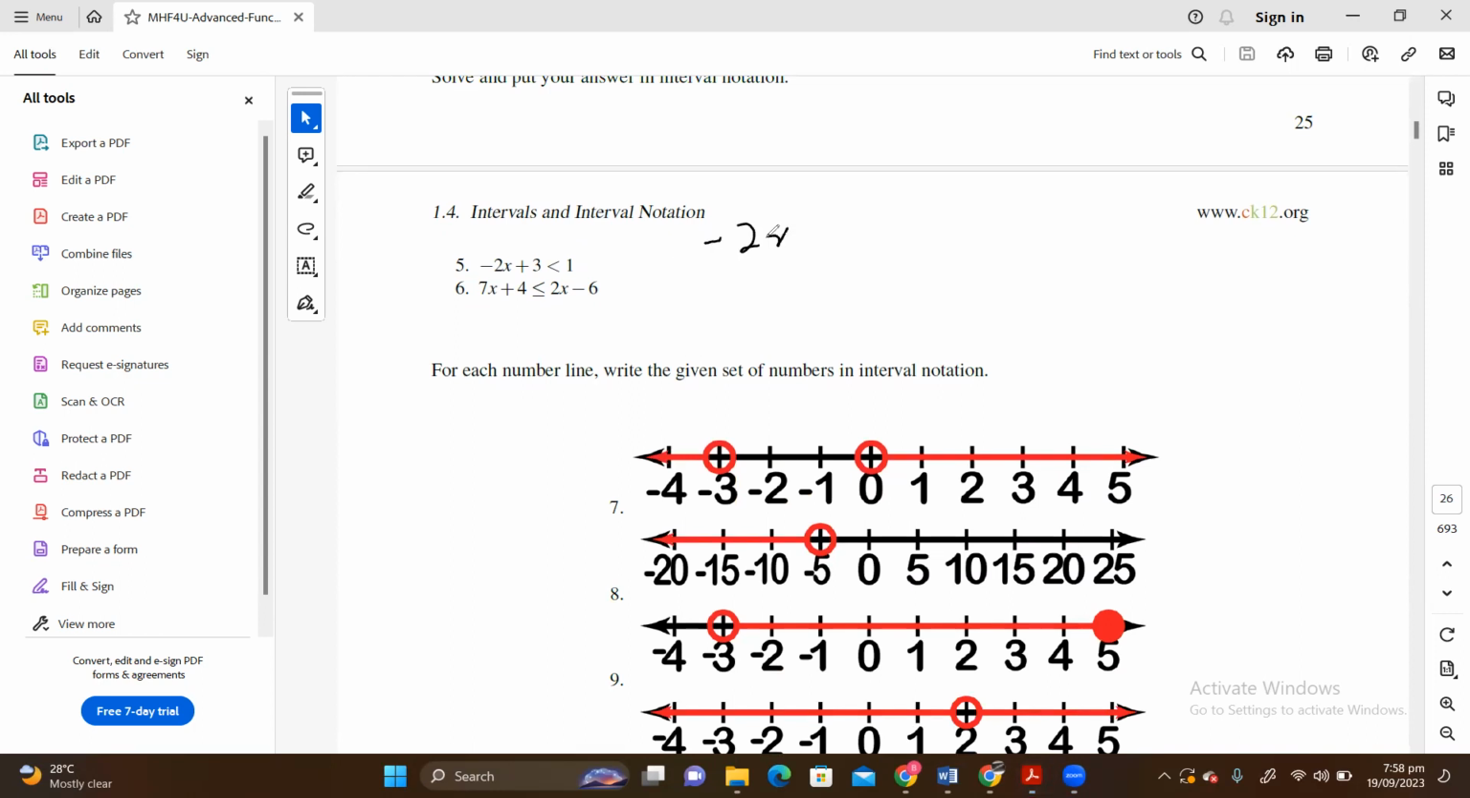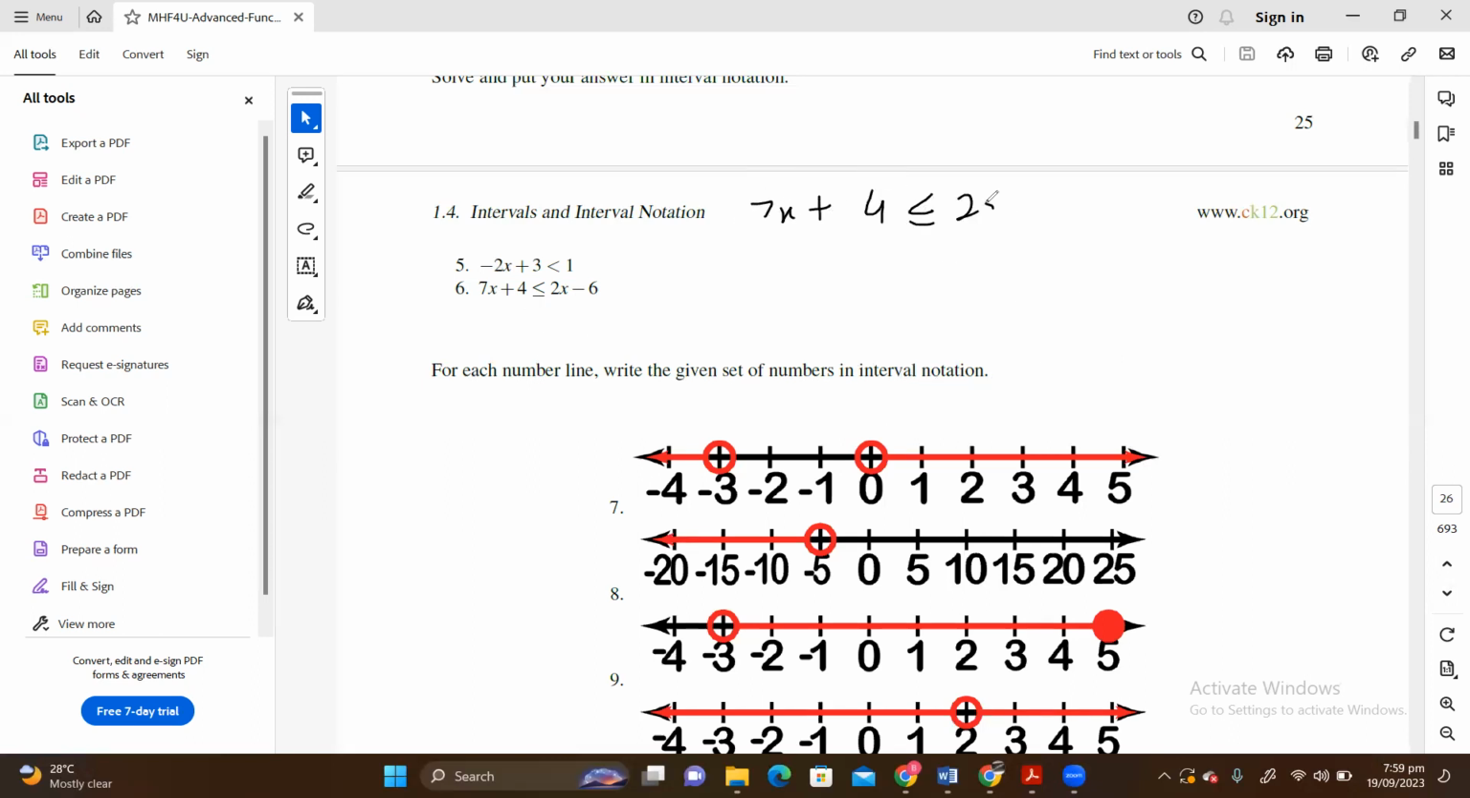This one is minus 2x plus 3, not included. First of all, you need to find the value of x. X is less than 1. Now you can write it in interval notation. X is less than 1 is negative infinity not included, and then 1 not included.